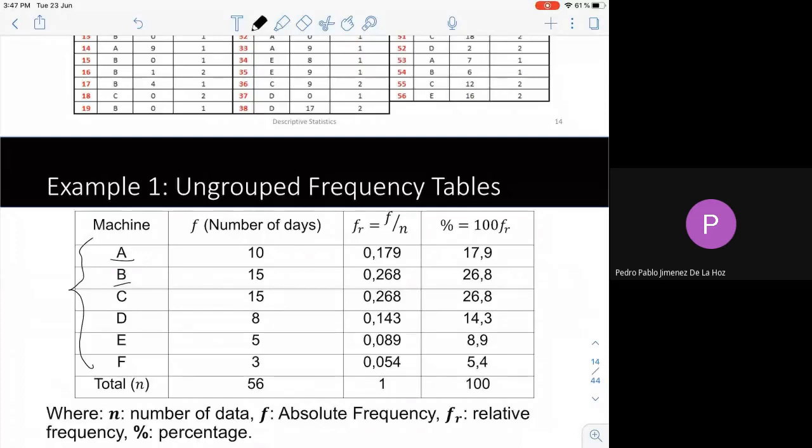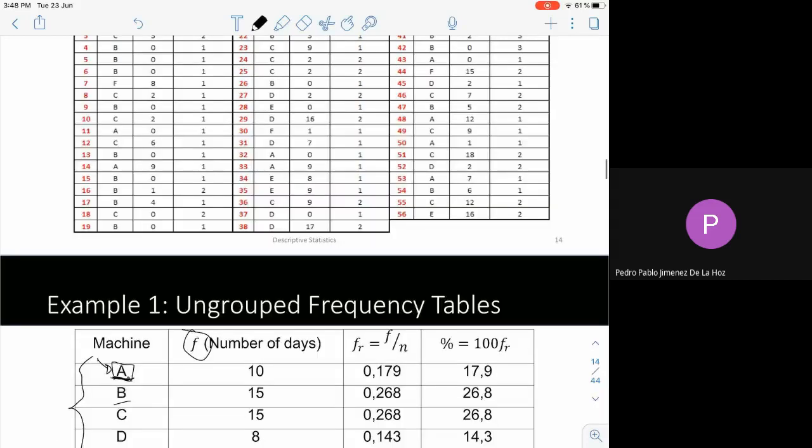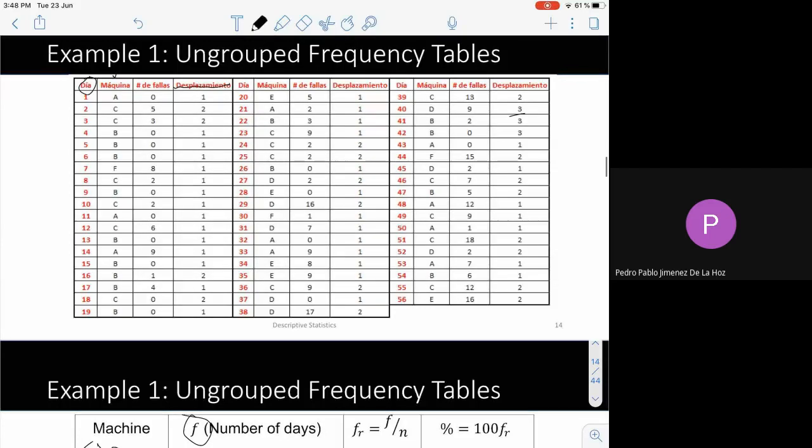Now, how can we summarize data? Here we introduce the concept of frequency. We have the absolute frequency and the relative frequency. What is the absolute frequency? It's just the number of occurrences of an outcome in your data. In this case, it's how many times we have the value of machine A in our table, so in how many days we're using machine A. So you need to count them.